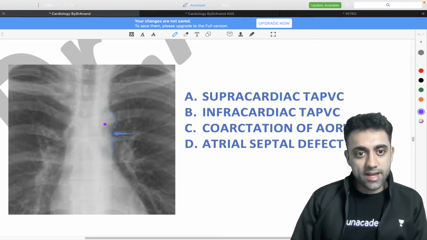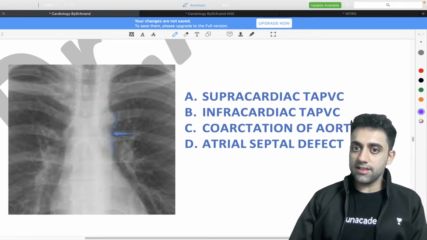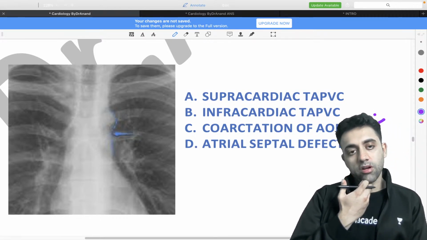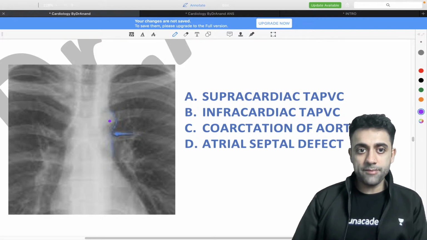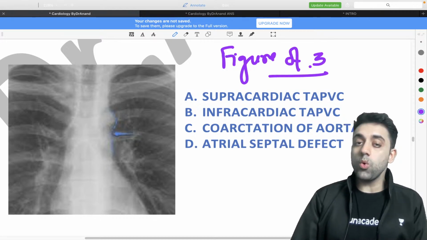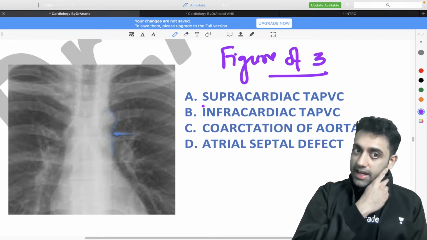So yes, can we appreciate what this is? What do you call this condition? Yes, the best answer is coarctation of aorta. There is no doubt about it. Most importantly, we have the figure of 3 and figure of 8. Yes or no? The figure of 3 appearance on the X-ray is seen in coarctation of aorta. Please remember, we have something known as figure of 3 and figure of 8.